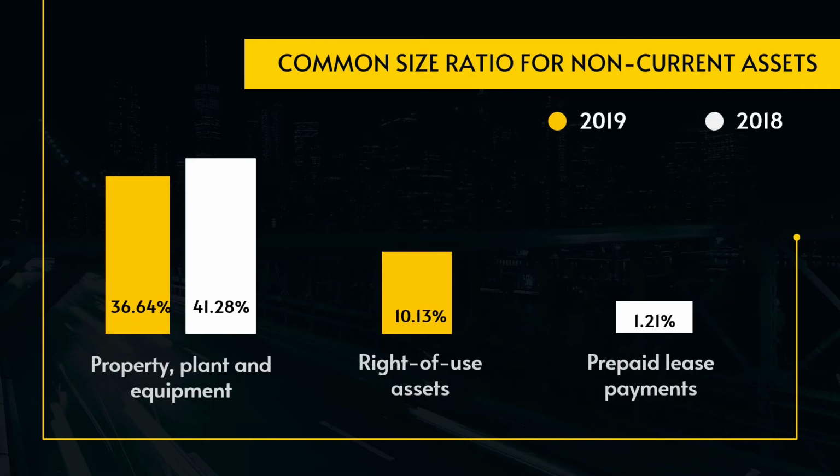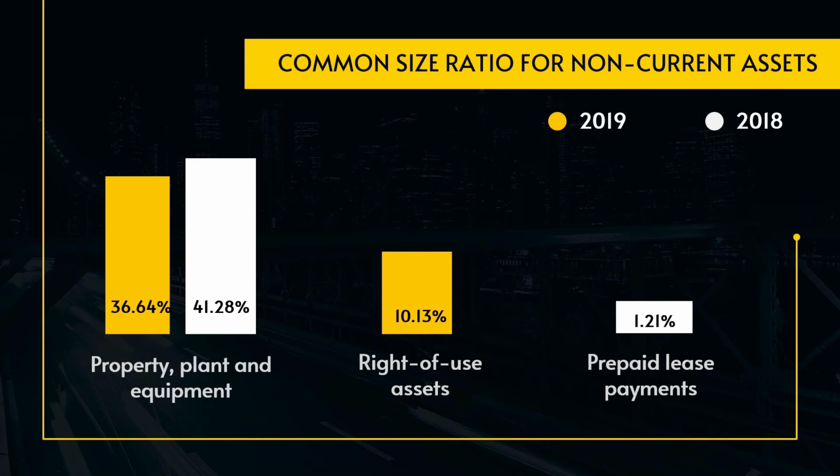Lastly, I will present about the common size ratio for non-current assets of WhiteHorseBhd5M. The first item is property, plant, equipment. There is a decrease of 4.64% on common size ratio of property, plant, and equipment from 2018 to 2019. The next one is right of use assets. There was no right of use assets in the year 2018, but in year 2019, there is 10.30% of common size ratio. And the third one is prepaid lease payments.